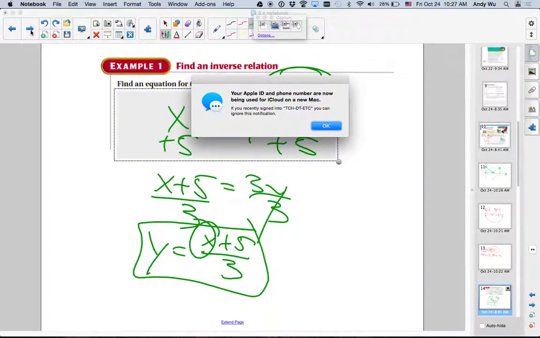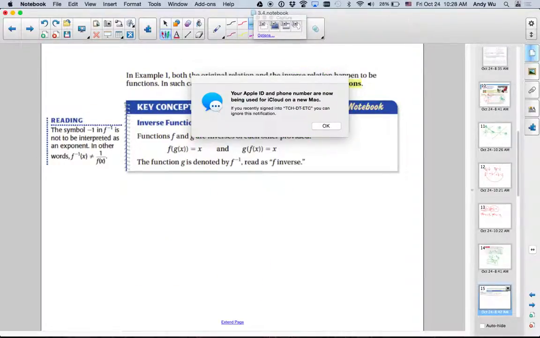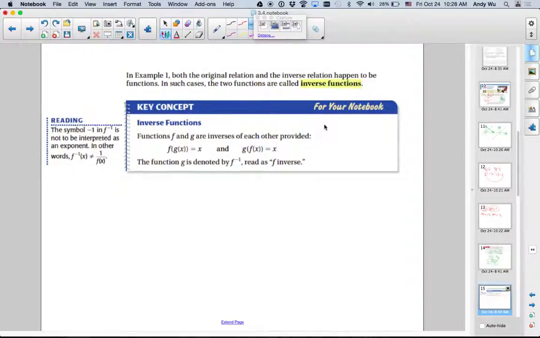Thumbs up, sideways, down. Oh, wow. Okay.